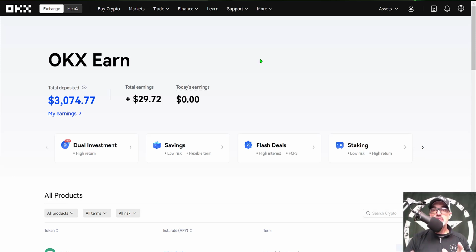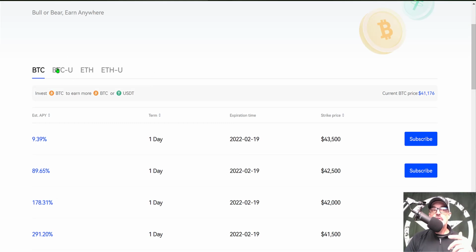Once you've logged into your account, you just come along the menu tab across the top here over Finance, click on Earn. That will bring you to the OKX Earn page. From there, you can click on Dual Investment. And from here, you have the choice to select between BTC as your investment currency, BTC USDT, and in that case, USDT is essentially your investment currency, ETH, or ETH USDT.